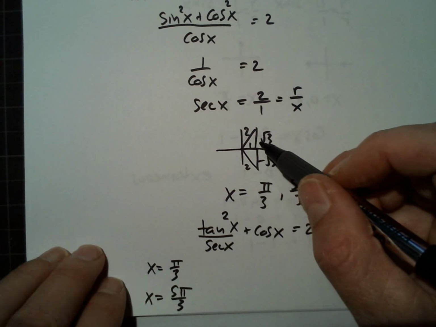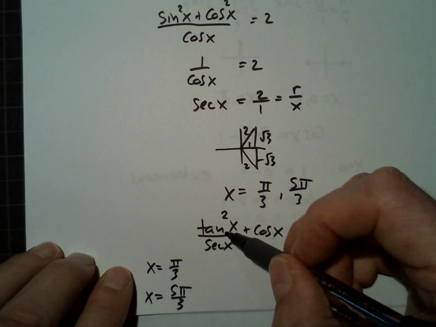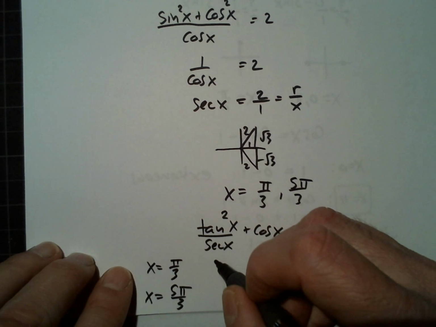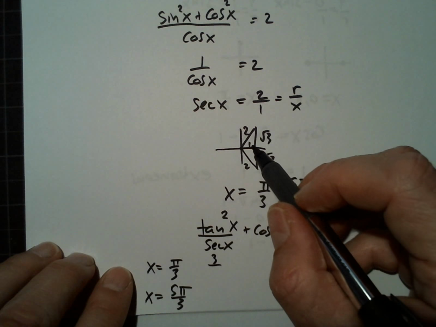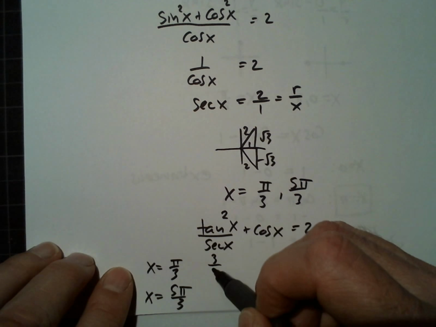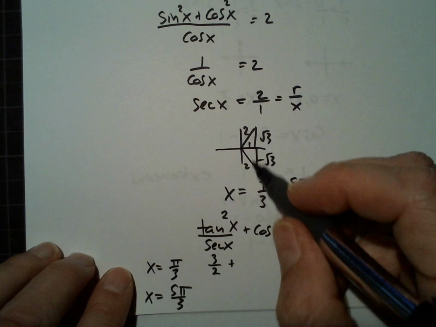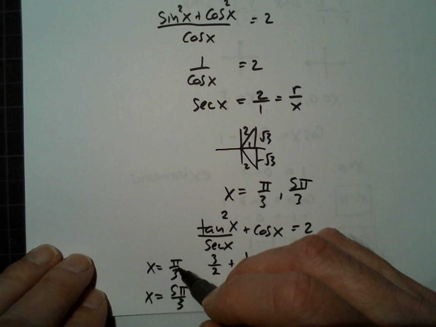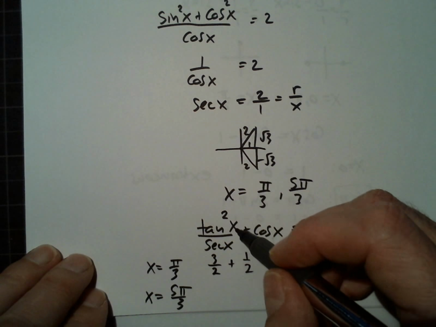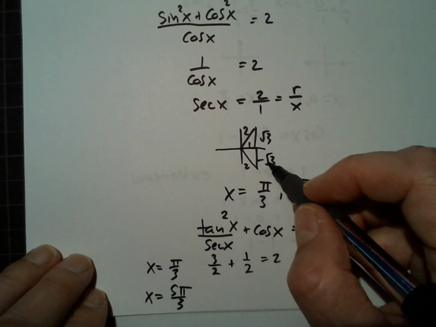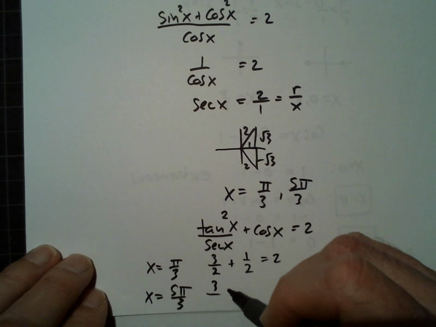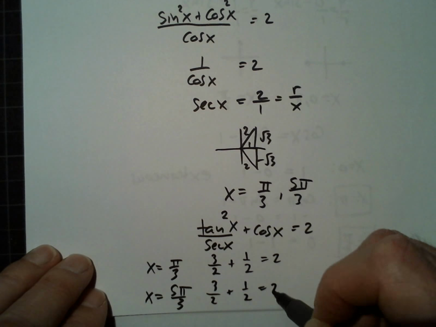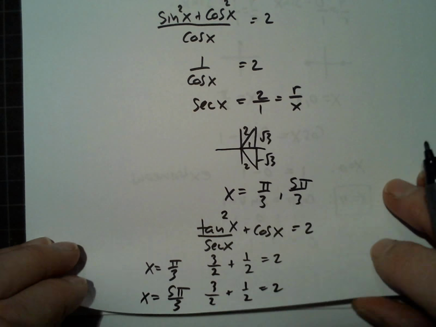And we can just use this graph here for tangent. So in tangent, for pi over 3 will be a radical 3 over 1 squared, so that'll be a 3. Secant of pi over 3 will be 2 over 1. Cosine will be 1 over 2, and that equals 2. So that's a solution. Let's try this one with tangent. Here will be negative radical 3 over 1 squared is still 3. Secant is still 2. Cosine is still a half. And so that works. So they're both solutions. No extraneous solution.